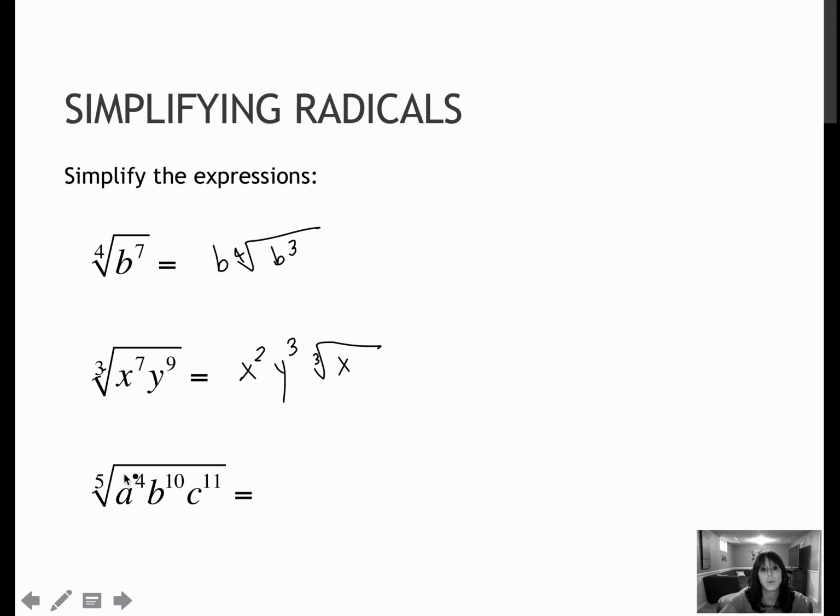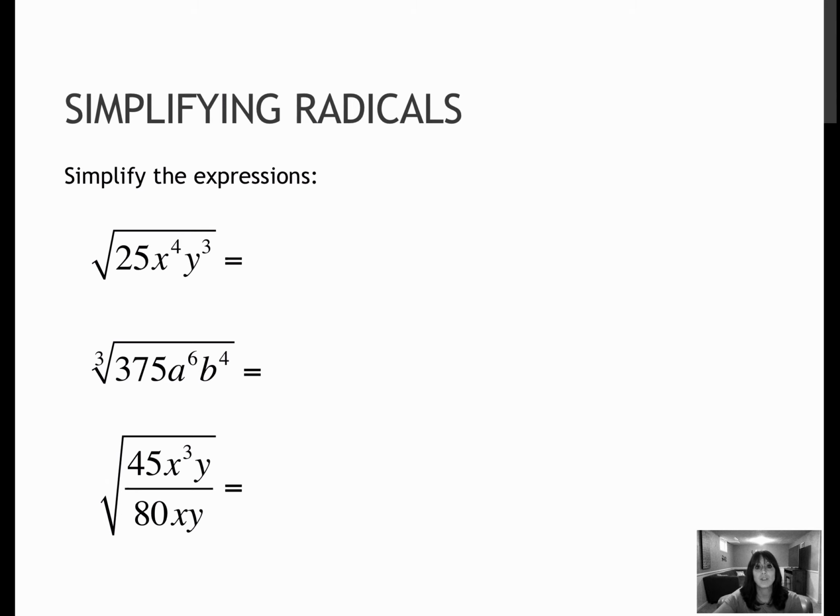And last one, 4 divided by 5, that does not reduce, so that's going to stay on the inside. So a to the 4th, 5th root. 10 divided by 5 is 2, so that's b squared. Nothing left over on the inside. 11 divided by 5 is 2, with 1 left over on the inside. Notice you keep the index the same as the original question every time.